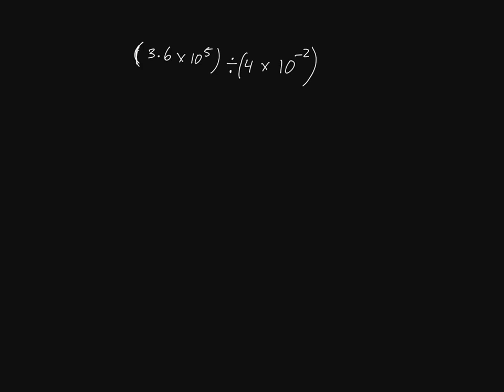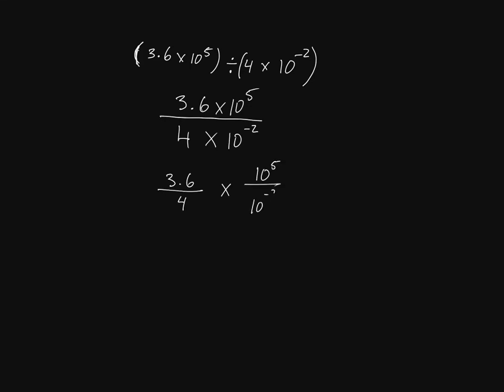Now we're going to be working with a problem that has a positive exponent and a negative exponent, and once again we're going to be dividing. For this problem, we're going to once again write it as a fraction, 3.6 times 10 to the fifth power divided by 4 times 10 to the negative second power. Now, we're going to split it once again. We're going to put 3.6 divided by 4 times 10 to the fifth divided by 10 to the negative second.